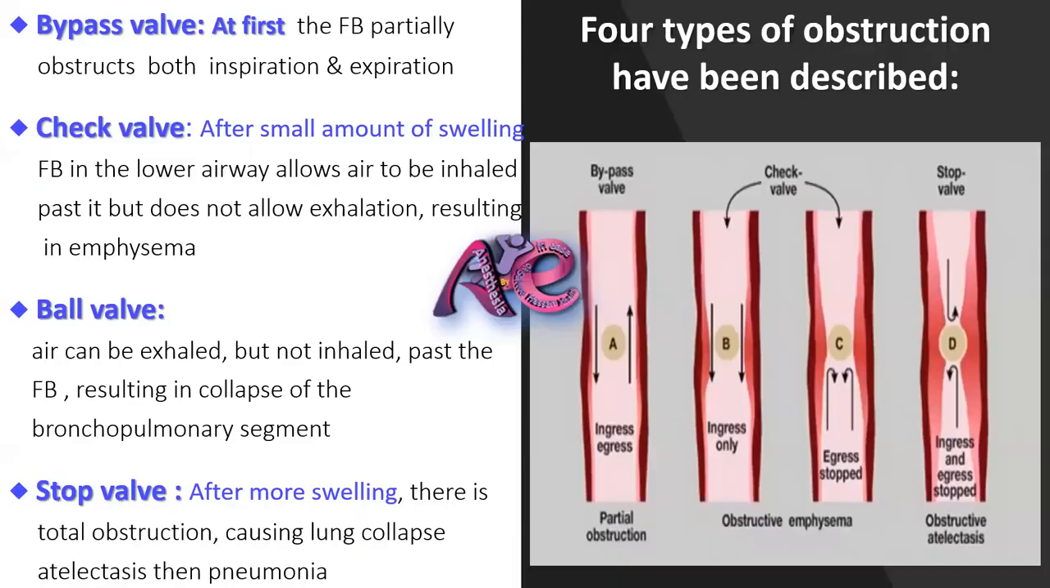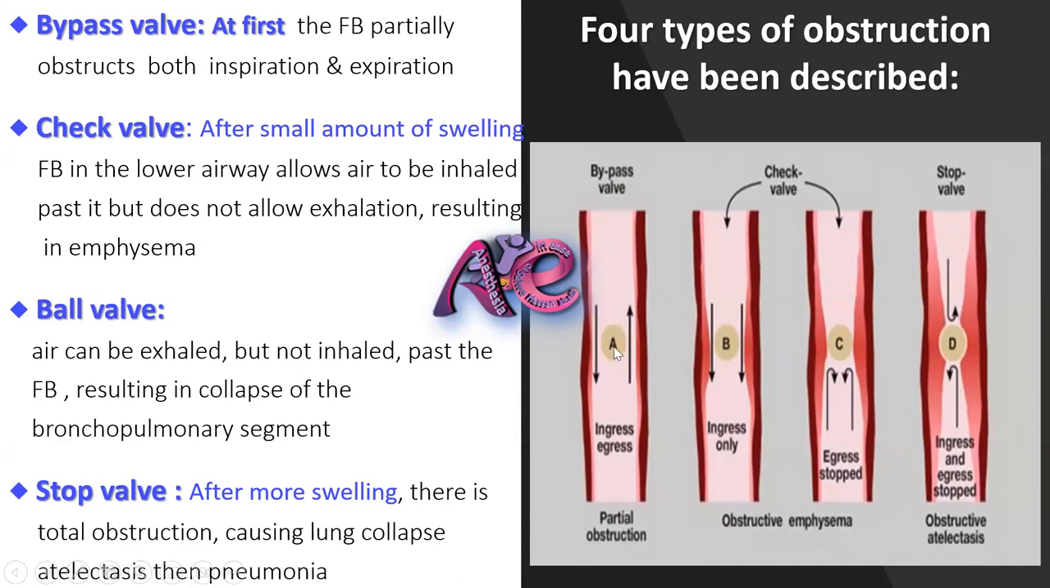with the majority inhaled into the right main bronchus because of its anatomical position. So what is the effect of foreign body inhalation? Foreign body, as we mentioned, if there is a partial airway obstruction, it can lead to 4 types of obstruction. Bypass valve: at first, when there is no or very little edema, the foreign body partially obstructs both inspiration and expiration. But as we can see in this figure, air can move freely in and out around the foreign body.